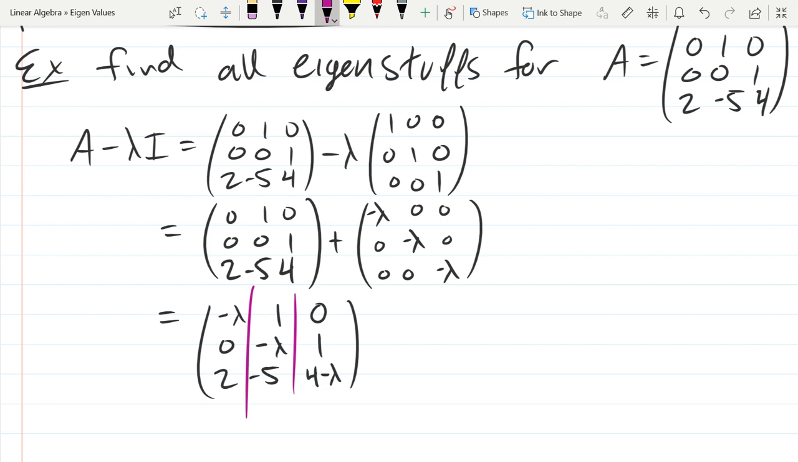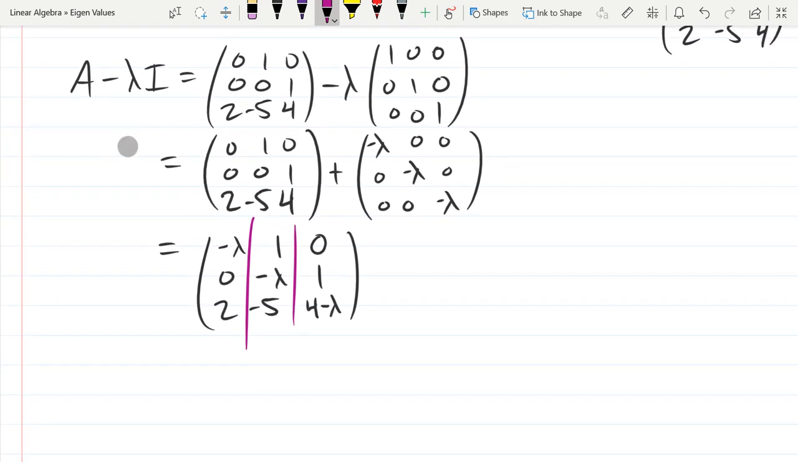The bottom right entry is 4 minus lambda. So you want to make sure that you space them out nicely. You could put vertical bars going down to separate your columns out, if that helps out. All right, so there's our A minus lambda I. Now we're going to get the determinant.